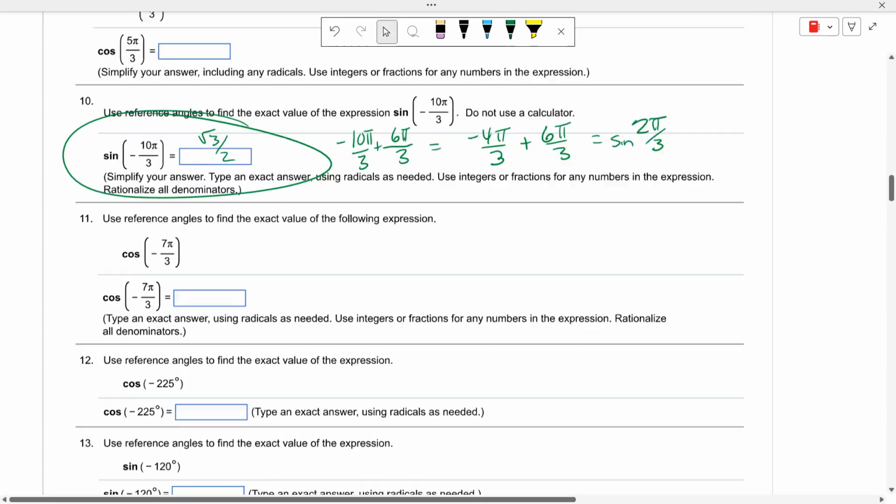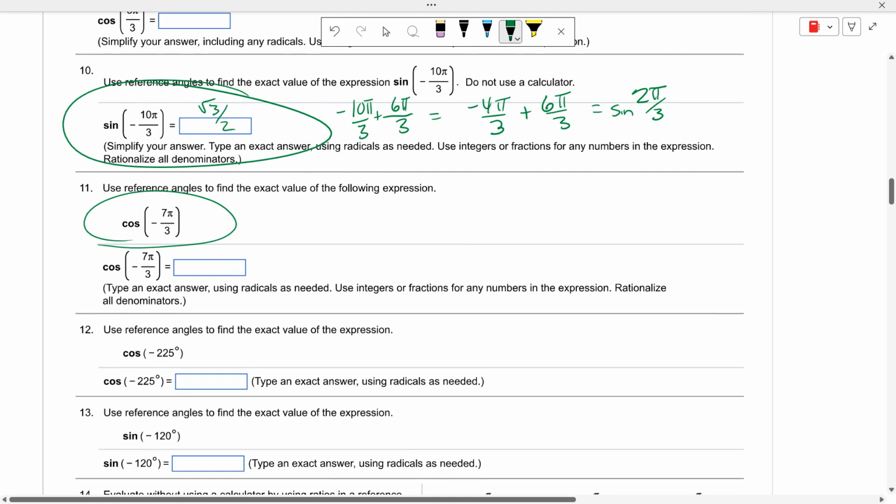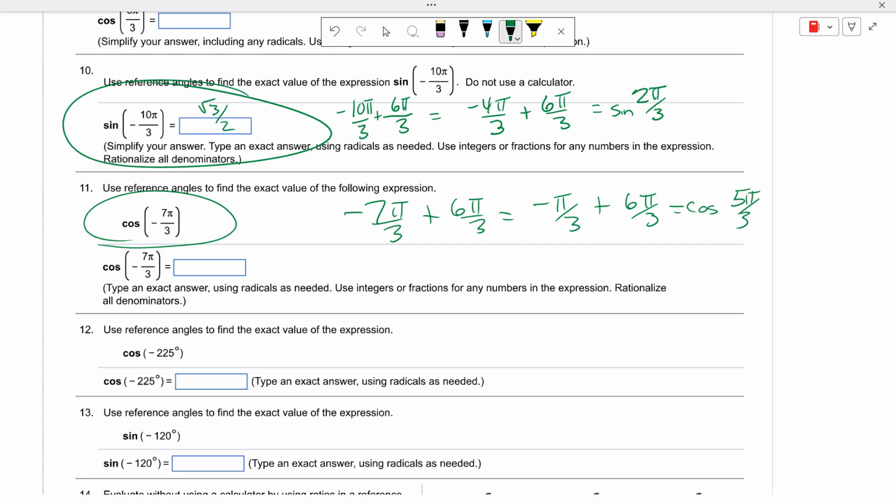Let's do that with cosine of negative 7 pi over 3. Cosine of negative 7 pi over 3, so if I start at negative 7 pi over 3, and if I add 6 pi over 3, where am I at? Negative pi over 3. I don't like negatives, so I'm going to add another 6 pi over 3, and it gets me... So I'm looking for the cosine of 5 pi over 3. So using your unit circle, find the cosine of 5 pi over 3, and it is simply the number 1/2. Isn't that unit circle nice? It can help us find a lot of things.